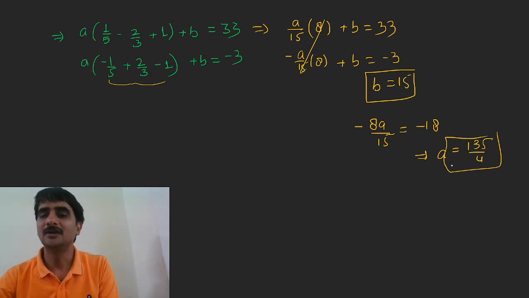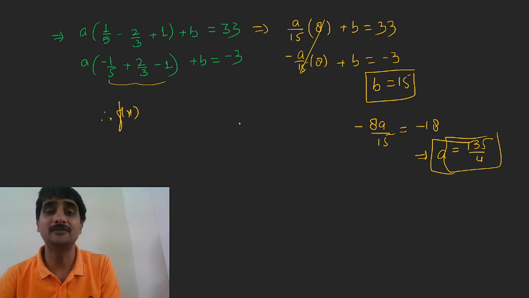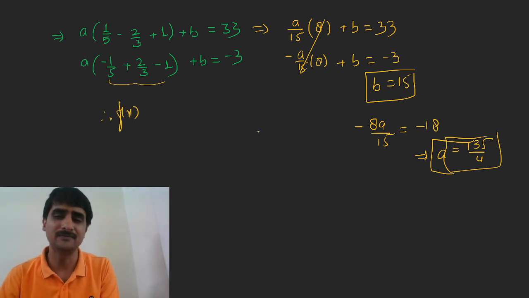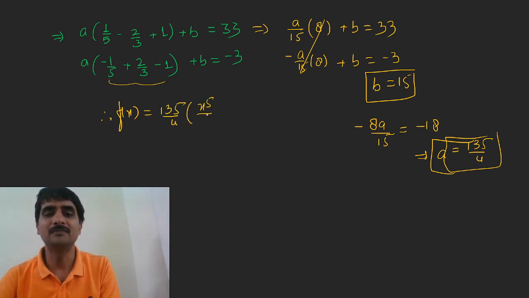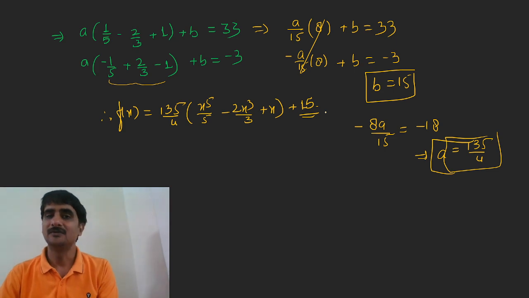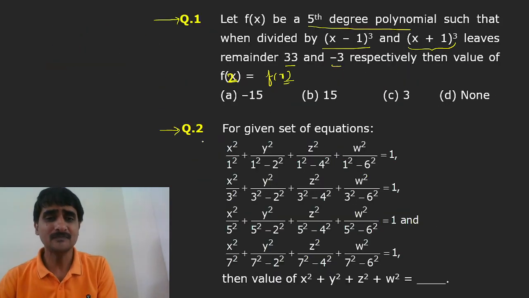Now you have the entire function. So be it the value of f of 2, f of 3, f of 5, doesn't matter, you have the answer बच्चों. So it's 135 by 4 times x raised to the power 5 by 5 minus 2x cubed by 3 plus x plus 15. Whichever value you need, you can get from here. Okay, so that was the first question.